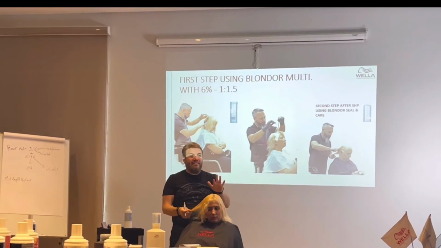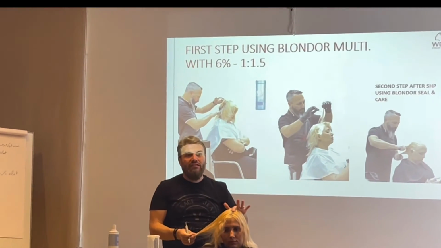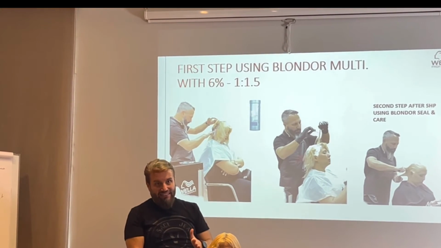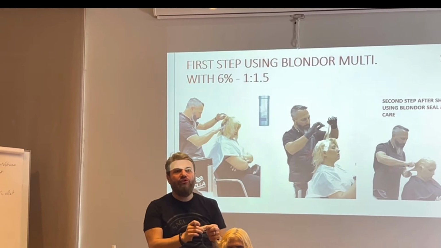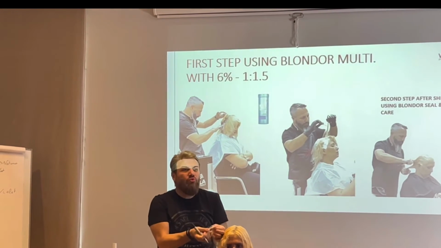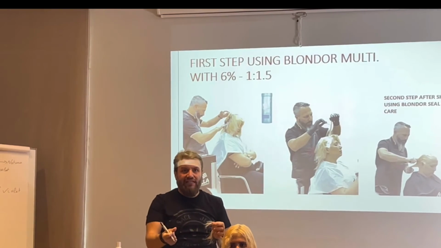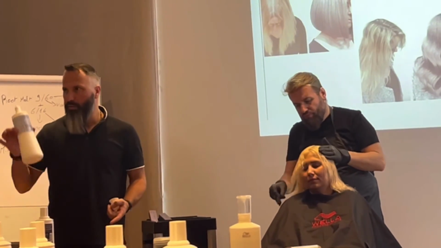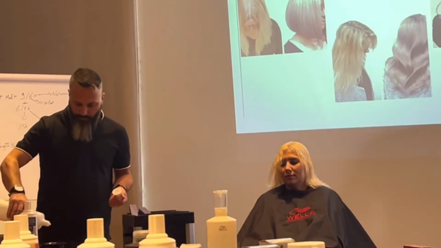So the first step is to apply on the roots, then melt it to the mid-lengths, and then the last few minutes I will put on the lengths, on the ends. Why? Because it's white. It acts directly. Okay, so always when we use the 1.9%, we mix 1 plus 2. Okay, so we put 50 grams of color with 100 ml of color.